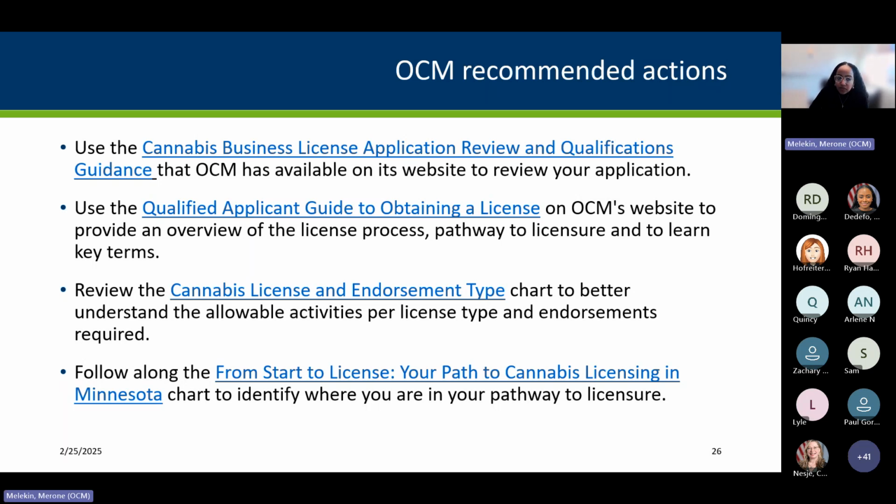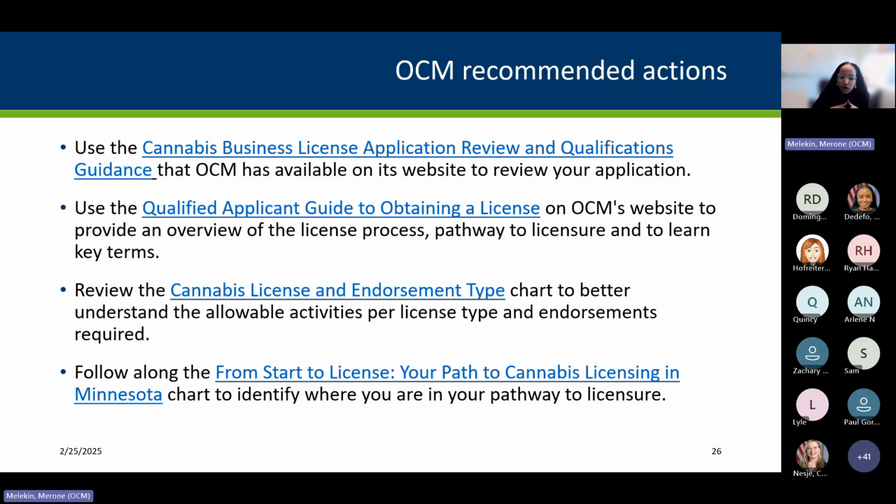I will also say review the cannabis license and endorsement type chart. I referred to this a few times during the presentation, but it's a good way to understand some of the allowable activities per license types and endorsements that are required. I will say it is not an exhaustive list. And so in addition to that guidance, I would also encourage you to review Chapter 342, as there is a lot more supplemental information there that you could really dig a bit deeper into.